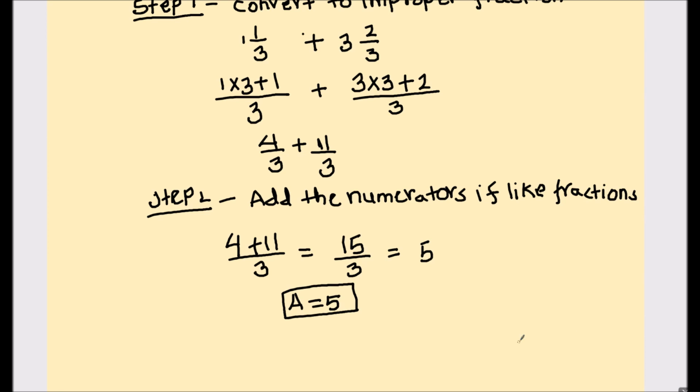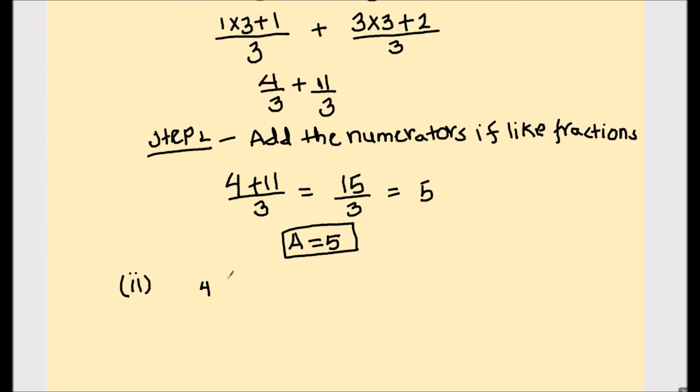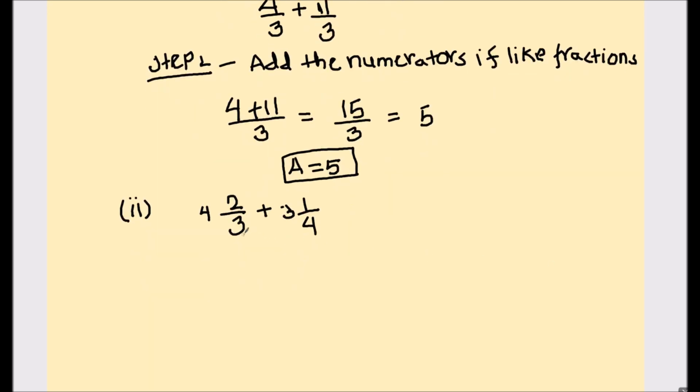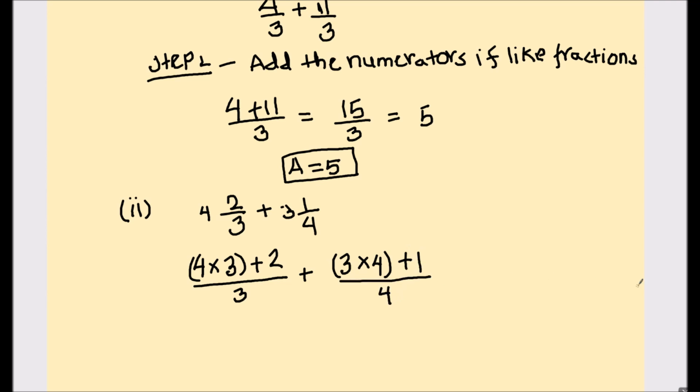Let's solve our second example, which is 4 2/3 plus 3 1/4. In the second example too, we are going to first convert these mixed numbers into improper fractions. So the first fraction will be 4 times 3 plus 2 divided by 3, and the second fraction will be 3 times 4 plus 1 divided by 4.